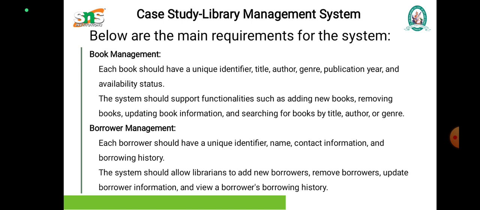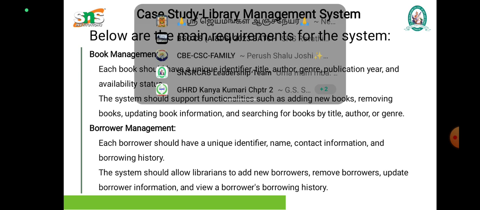Borrower management. Each borrower should have a unique identifier, name, contact information, and borrowing history. The system should allow librarians to add new borrowers, remove borrowers, update borrower information, and view a borrower's book borrowing history.